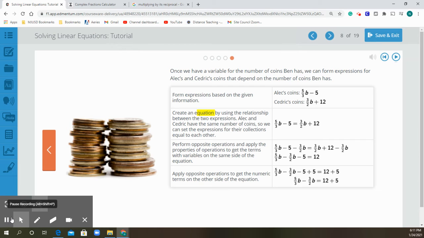Oops, at some point I didn't hit the recording button, so I'm hoping I'm at this step where it says apply opposite operations. If I messed you up, I really apologize. But essentially what we're doing is the exact same steps from the last one, but instead of breaking it down on the example, step A, step B, making the expressions, then making the expressions into an equation, then getting the variable on the left-hand side of the equation. And then what we're going to do is get the numeric values on the right-hand side of the equation.